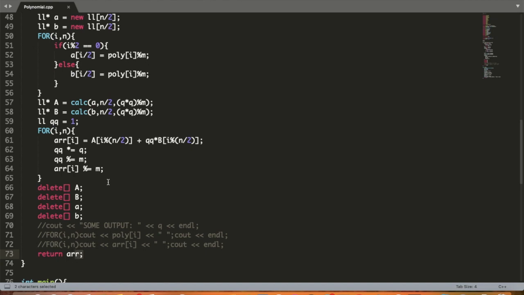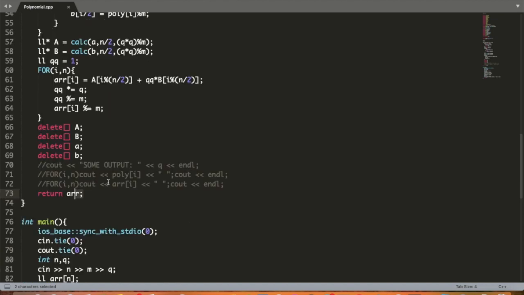So this is almost the same thing as fast Fourier transforms and number theoretic transforms. In fast Fourier transform you use a complex number instead of this q value. So essentially q there is an nth root of unity. So this was the solution for the problem.